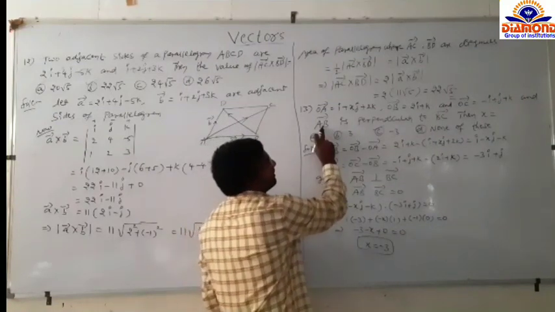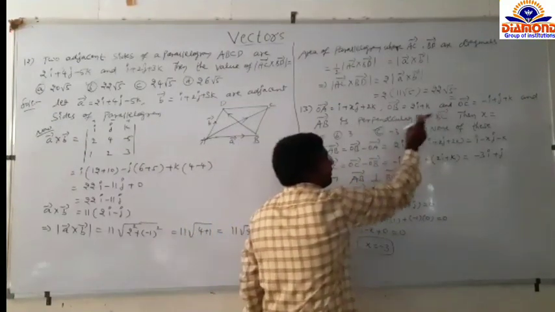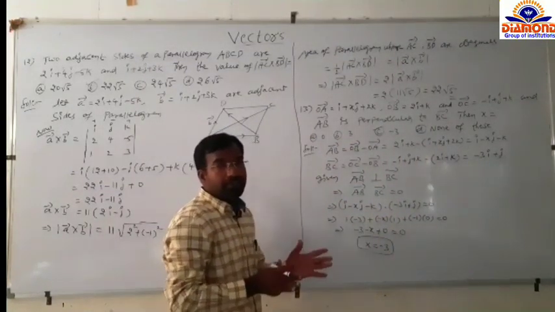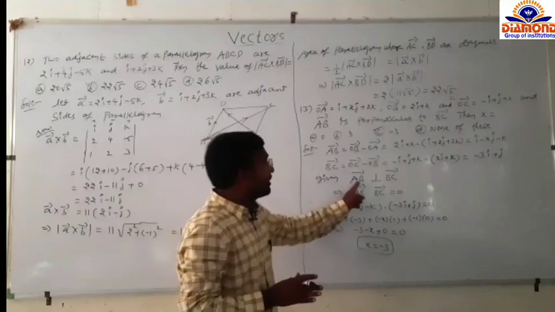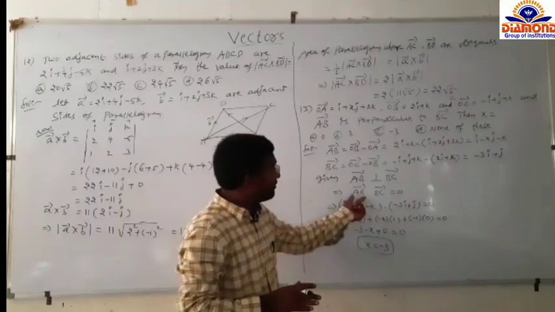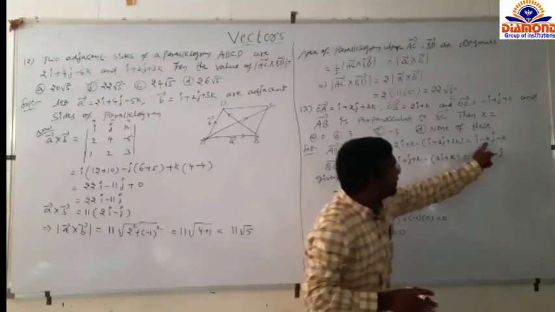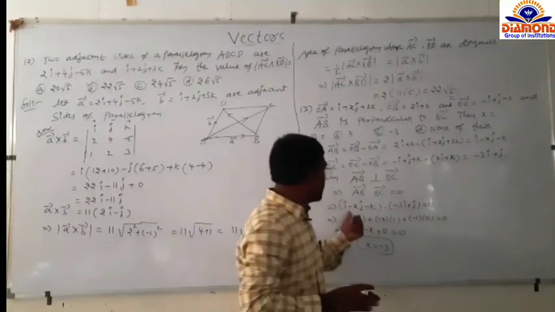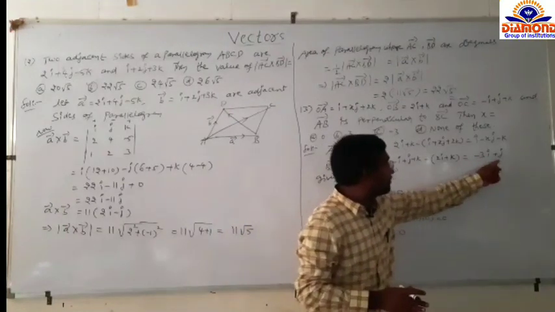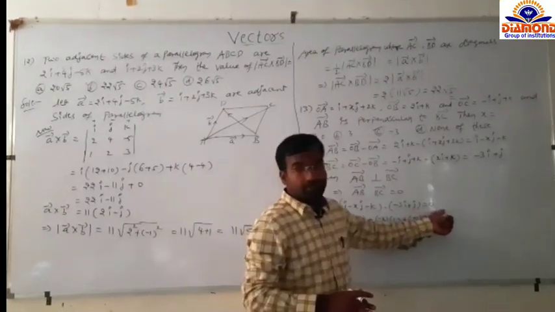So here, given condition AB bar is perpendicular to BC bar. AB perpendicular to BC means its dot product is 0. So AB bar dot BC bar equal to 0. What is the AB bar vector? i minus xj minus k, dot BC bar vector, minus 3i plus j, equal to 0.